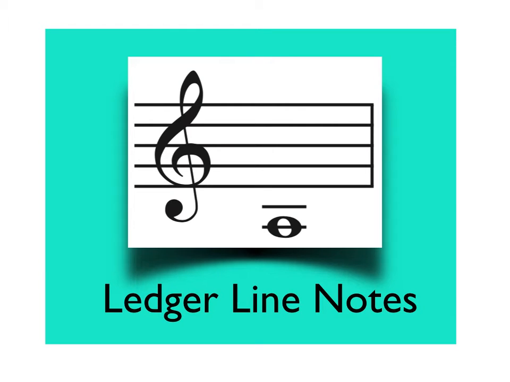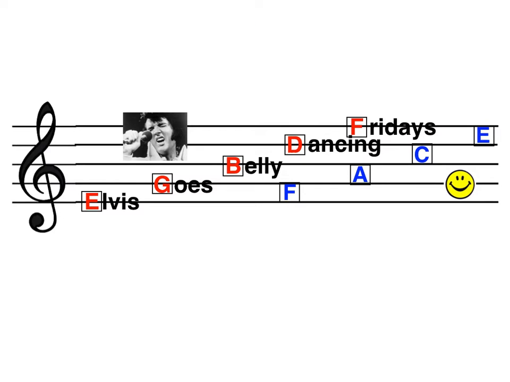This is a presentation on ledger line notes. In our first presentation, we learned the letter names that are associated with each line and space of the treble and the bass clef. Here's where we left it.